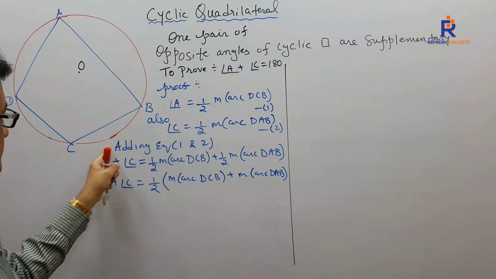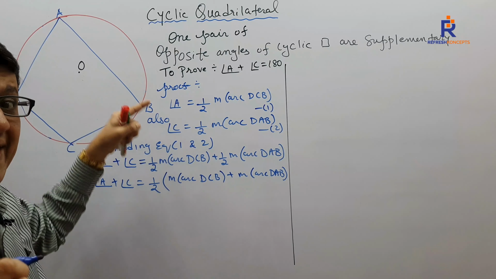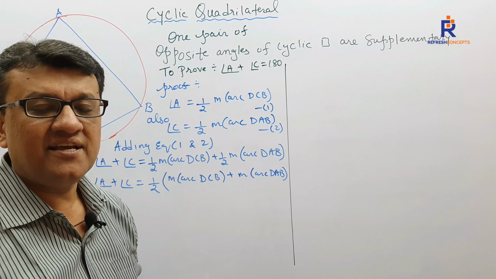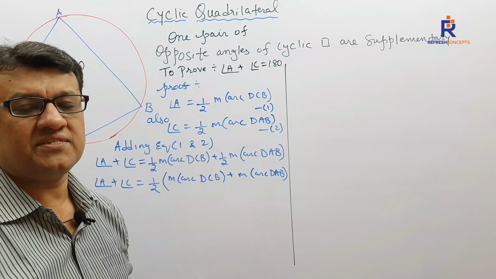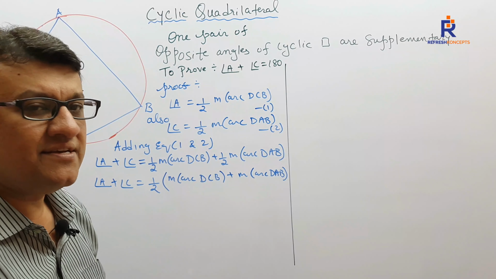DCB, DAB is nothing but the entire circle. And what is the angular measure of a circle? Angular measure of a circle is 360.